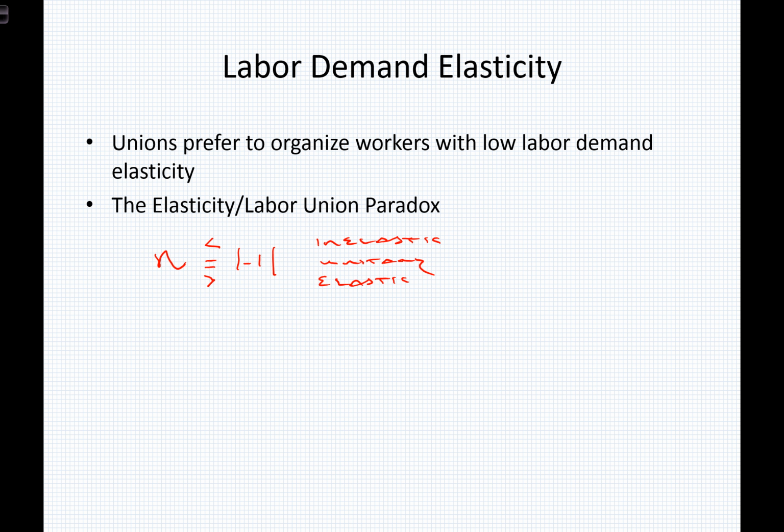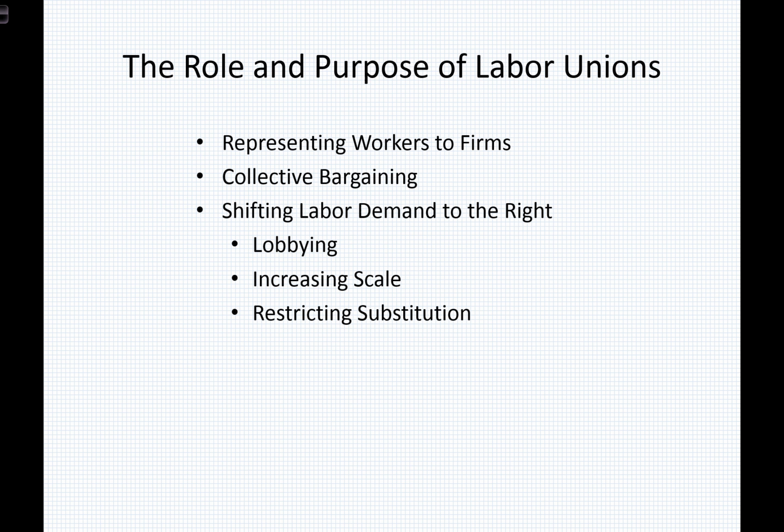So that's the paradox. They want one, but they end up working with the other, and it's created a crack in an area in which organized crime has become very effective and efficient. So what's the role and purpose of a labor union? Well, their role is to represent workers to firms, and sometimes they even become involved in representing the firm to the worker. We have an interesting scenario that really has been playing itself out for the last several years.